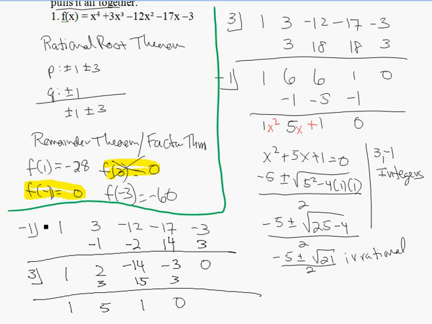Okay. So what are the x-intercepts, or what are the roots of the polynomial? There are 4 of them. 3 and -1 are the integer ones. Since the square root of 21 cannot be simplified, I think I just put a little mark there. The square root of 21 can't be simplified. It's an irrational root. So we have 4 roots: 2 are irrational and 2 are integers.